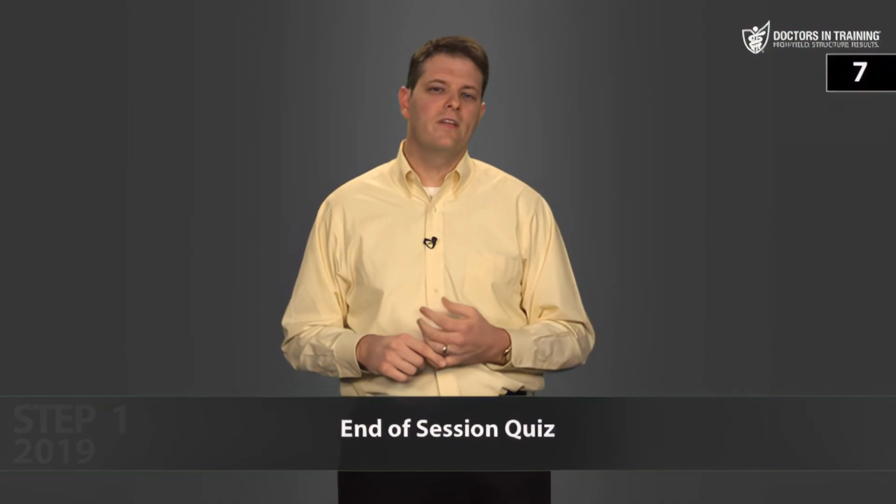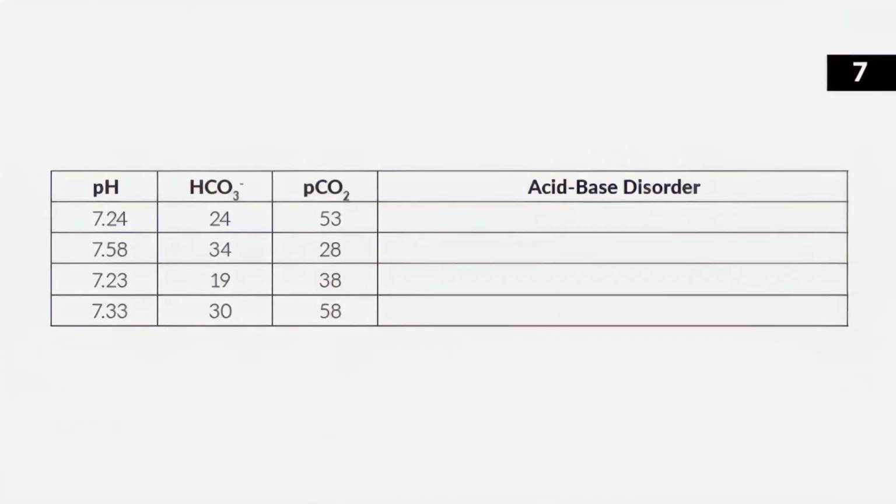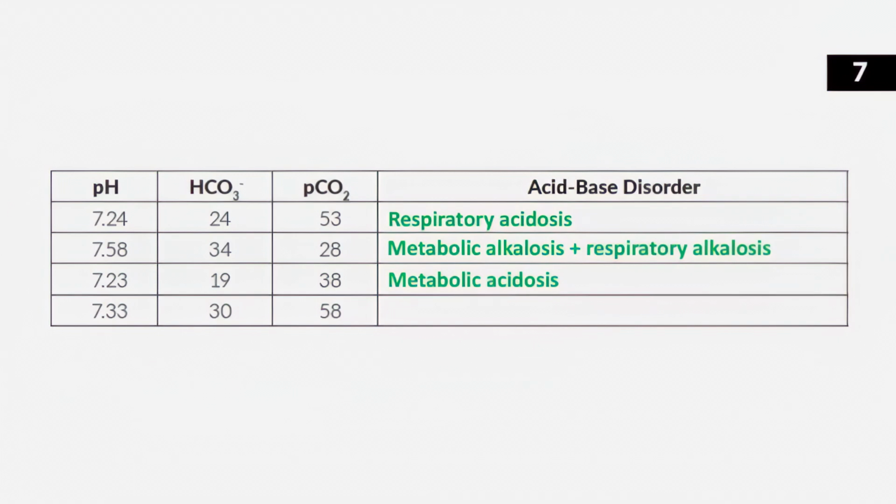Next, for each set of ABG values, determine the acid-base disorder. So the first one, pH 7.24, bicarb 24, PCO2 53, is a pure respiratory acidosis. The next one, pH 7.58, is a combined metabolic alkalosis and respiratory alkalosis. The next one with pH of 7.23 is a pure metabolic acidosis. And the last one, pH of 7.33, is a respiratory acidosis with metabolic compensation.